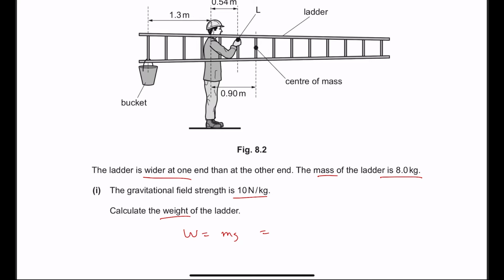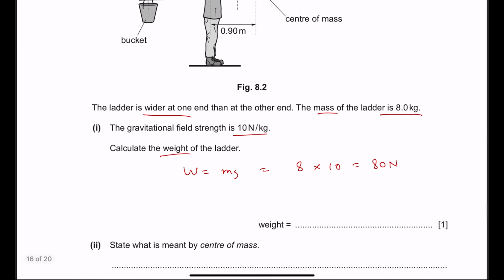Calculate the weight, which is straightforward. Mass times gravity. So remember that mass must be in kg. If in some question you get the mass in grams, make sure to convert it to kilograms if you want to find the weight in Newton. So the weight is 80 Newton.